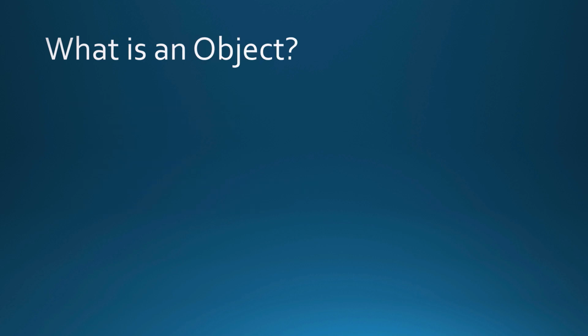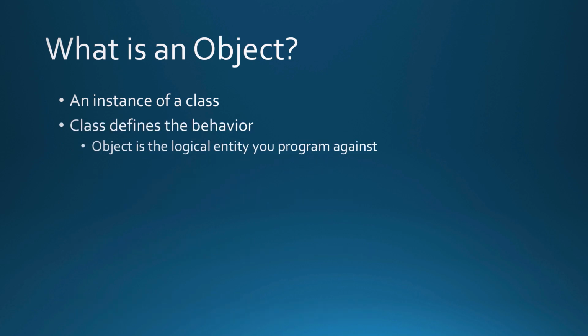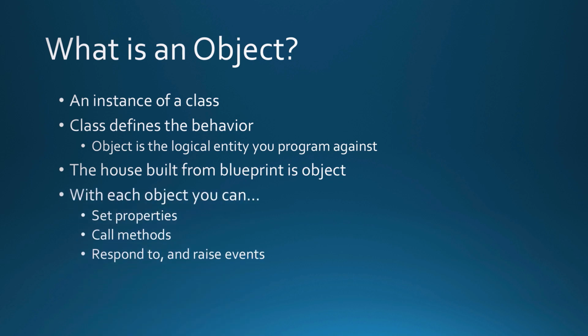So what's an object? Well, an object is simply an instance of a class. That's something that you can interact with. The class defines all these behaviors and the data. The object is the logical entity that you program against. So the house that's built from the blueprint, that's an object. You can live in a house. Now with each object, you can set properties, get properties, call methods, respond to, and raise events.